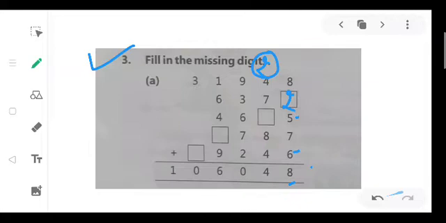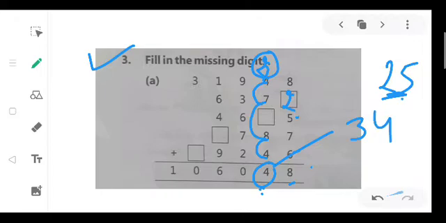Now we will write this digit. 2 plus 4, 6. 6 plus 7, 13. 13 plus 8, 21. 21 plus 4, it is 25. But here only 4 is written. Is it 4? No, it is more than 25. So more than 25, how is it possible? Then it will be 34, because 24 is lesser than this.